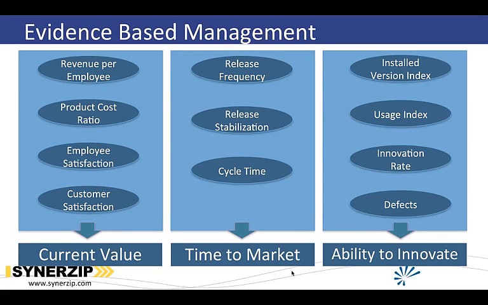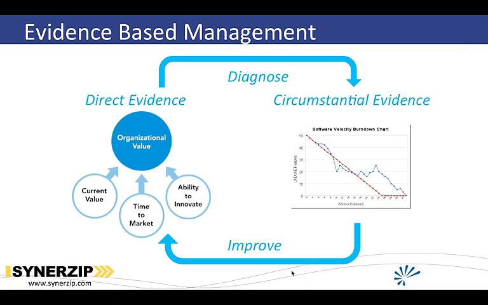It's that simple: we do a measurement, we go to work for a few months, and then we remeasure. We keep doing that over and over again. The circumstantial evidence will let us guide our work, but then we make improvements. Then we do the direct evidence again. We remeasure. These are a little bit more lagging, so you don't have to do them as often. It's a lot of overhead to do them all the time. But then you do a diagnosis, and then you change the way you work.